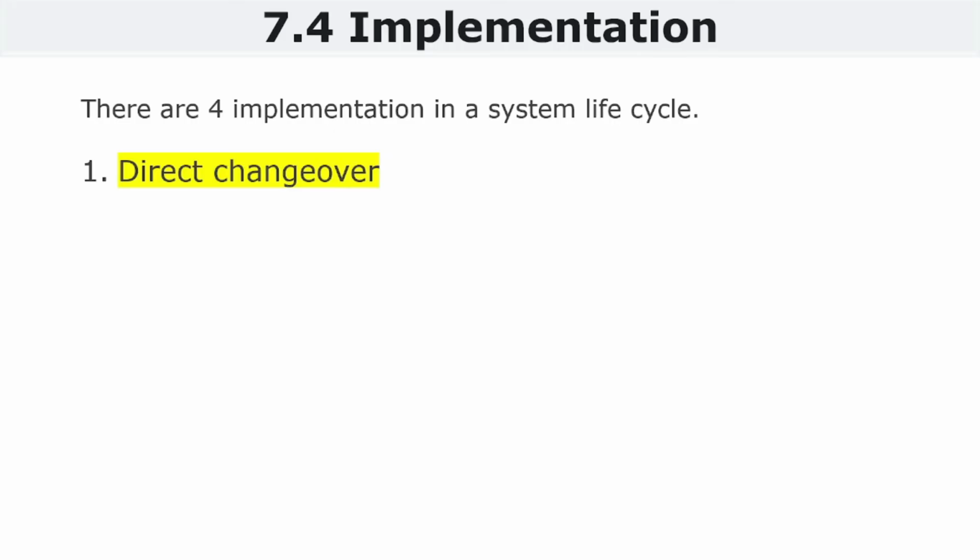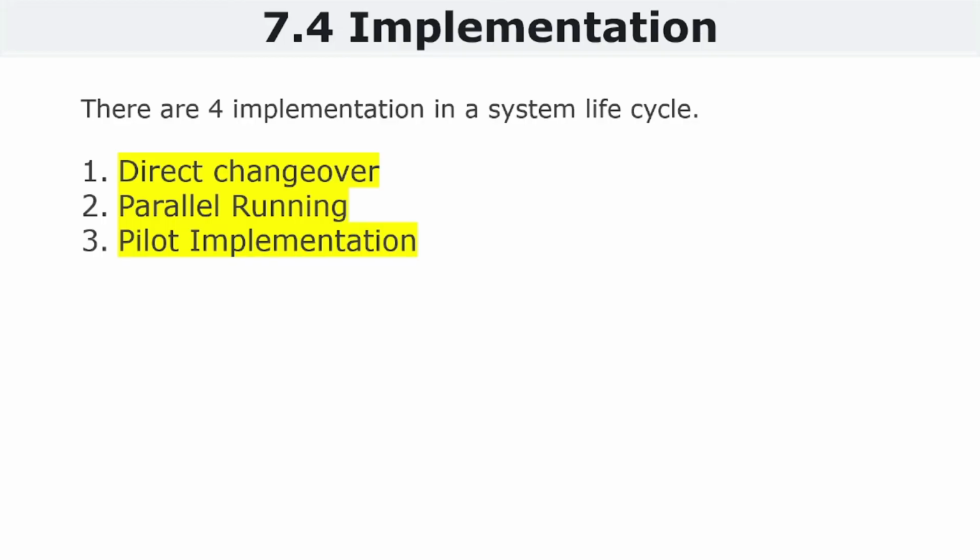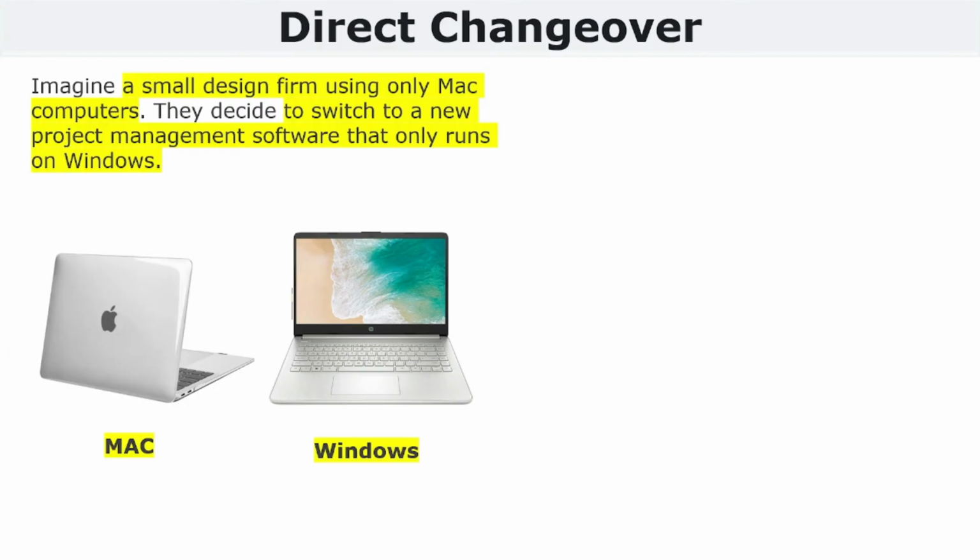Now, in the implementation stage, there are 4 main methods. The first one is the direct changeover. Then we have the parallel running, pilot implementation, and then the phased implementation. So under direct changeover, let's take this scenario. It's always best to remember it this way, then you can easily remember the advantages and disadvantages.